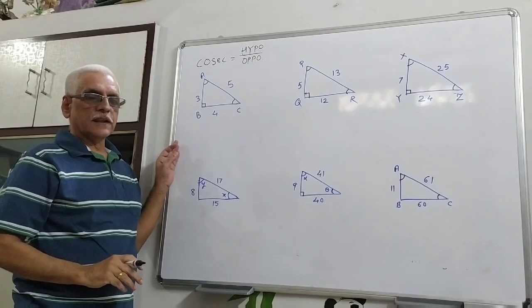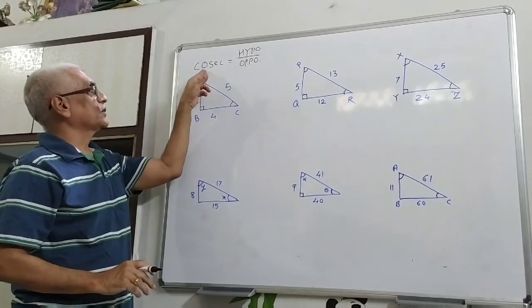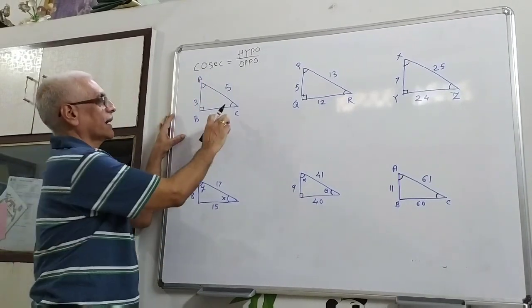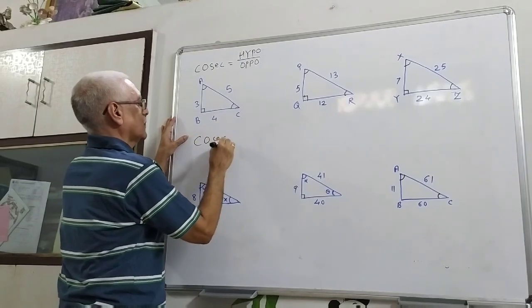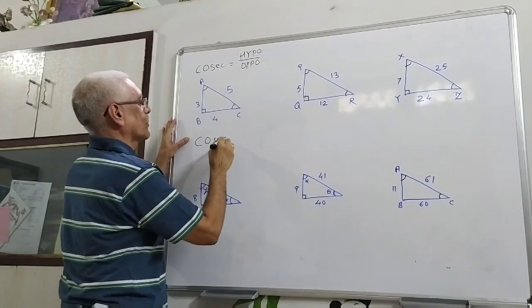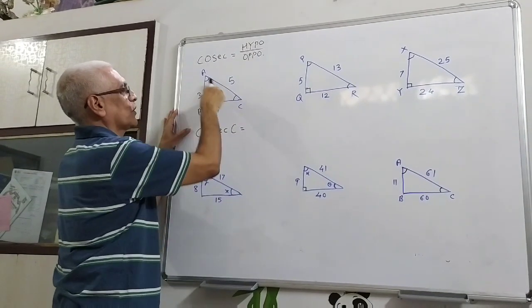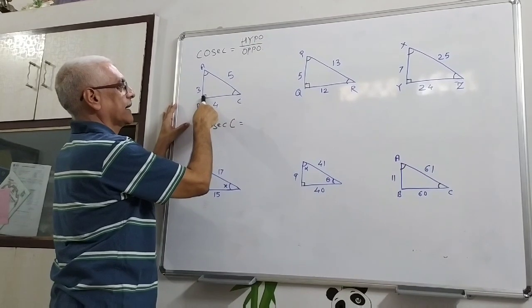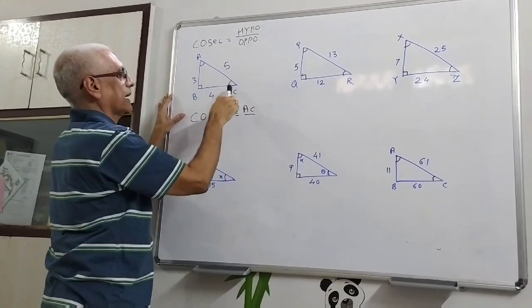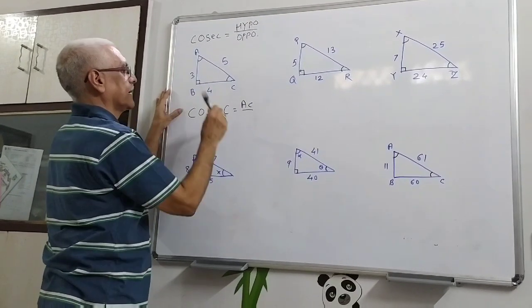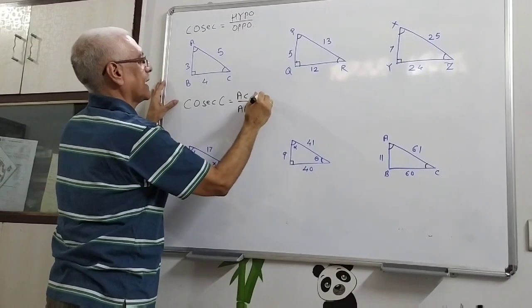We have seen three ratios: sine, cos and tan. Now we are seeing one more ratio, cosec. Cosec of an angle C, C-O-S-E-C, cosec. Cosecant is the full form. Cosec C is equal to hypotenuse. Hypotenuse is the side opposite to the right angle, that is AC, upon the side opposite to that angle, opposite to C, is AB.